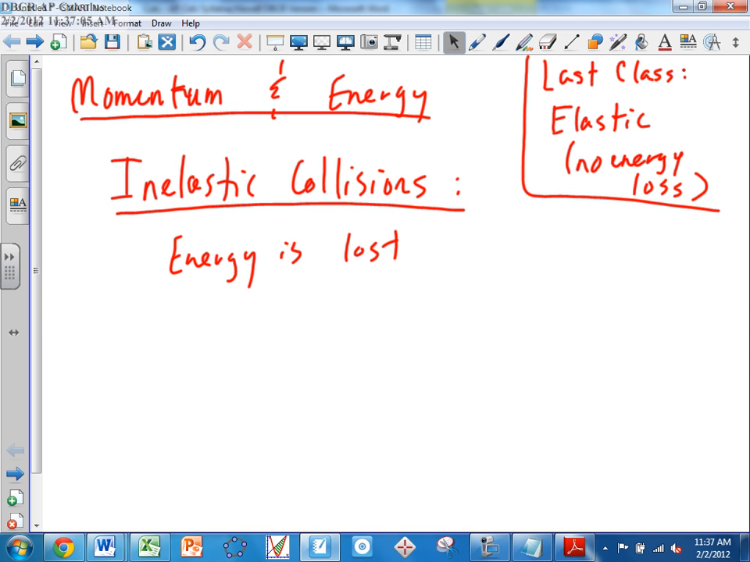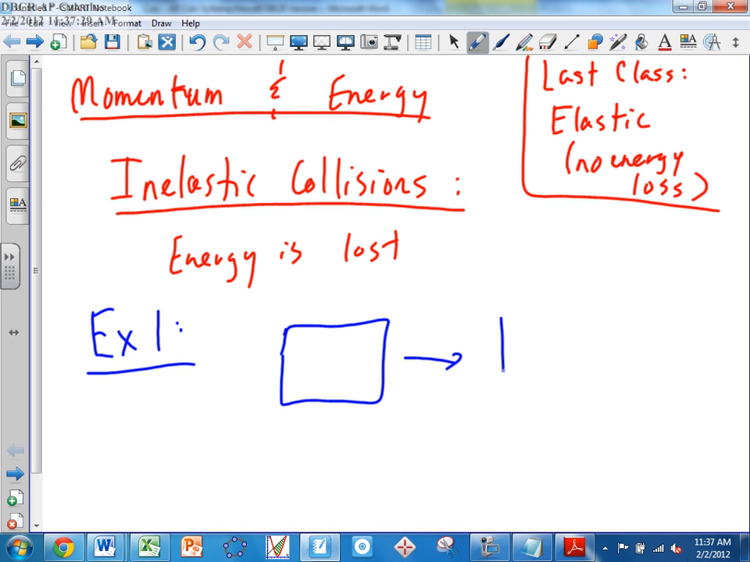So, let's start with an example first. We're told that there are two railroad cars. So we have railroad car 1, or car A, traveling east, collides with railroad car B. Again, car A collides with car B. They stick together, so they lock in.